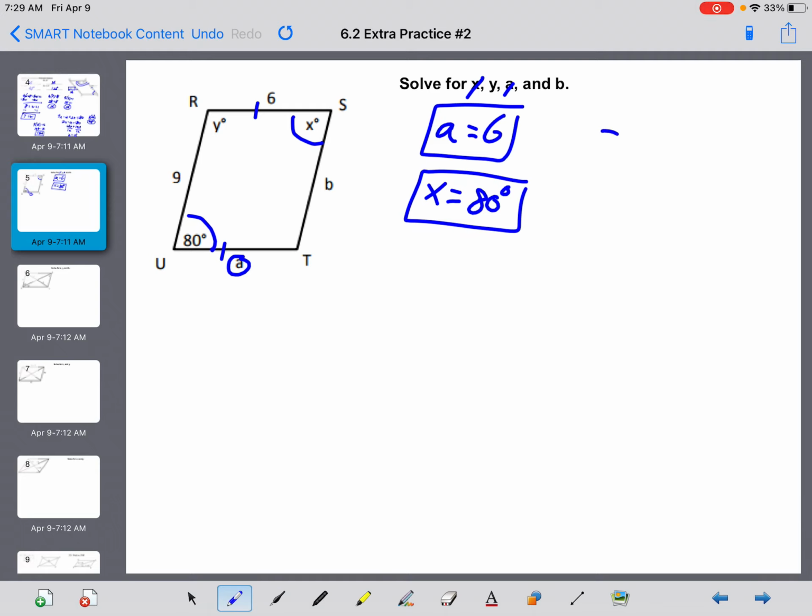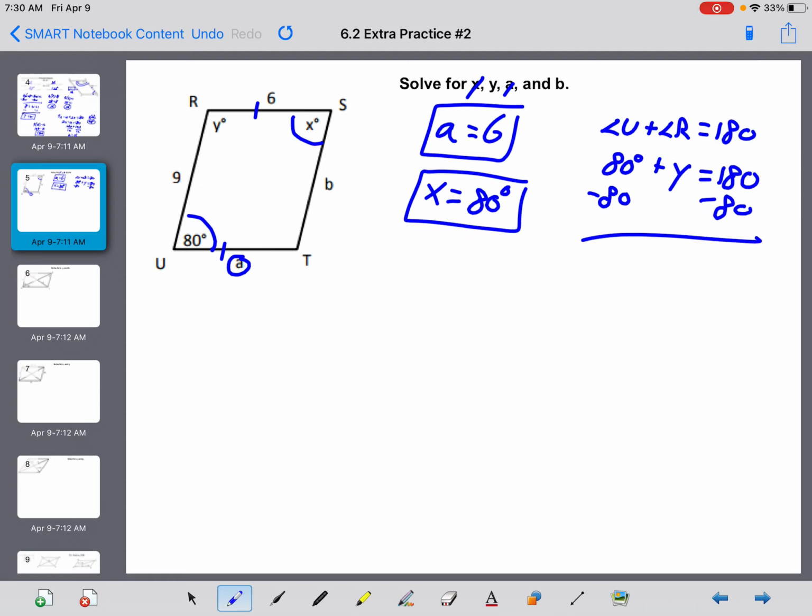Now, angle U and angle R, angle U plus angle R equals 180. Angle U is 80 degrees, plus angle R is called Y equals 180. Just minus 80 on both sides, and Y equals 100. And the last one is side B. Well, ST is congruent to UR, so B equals 9.